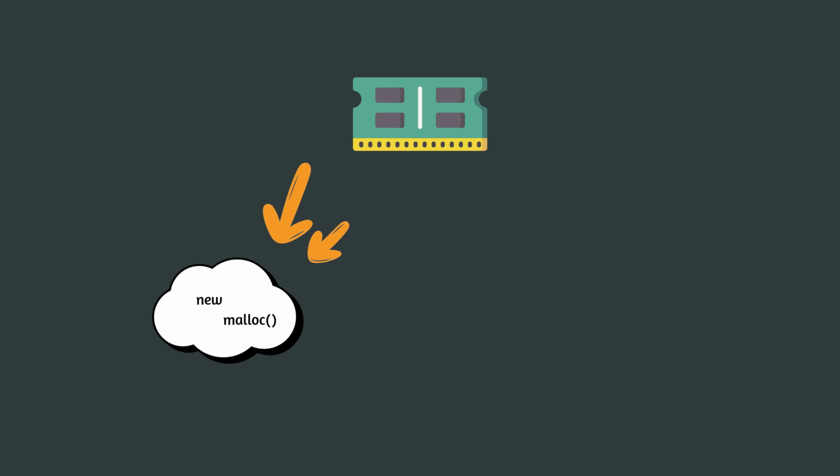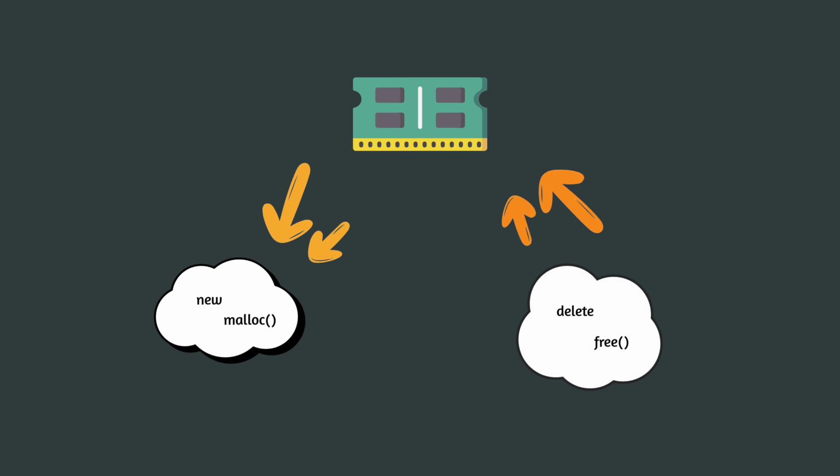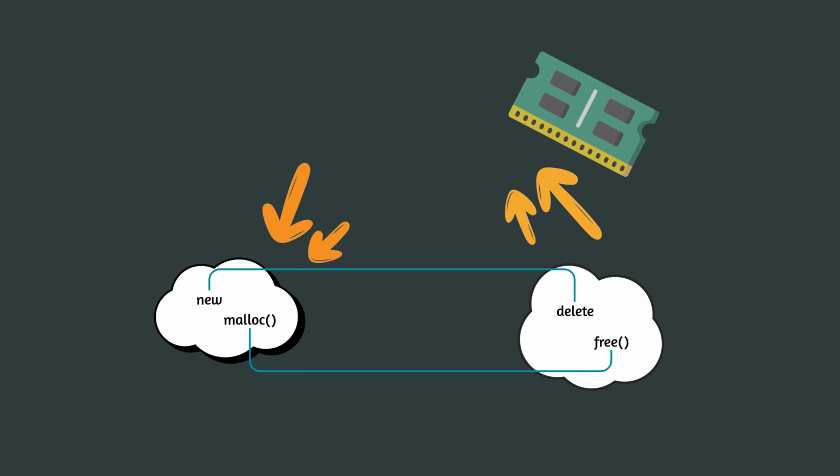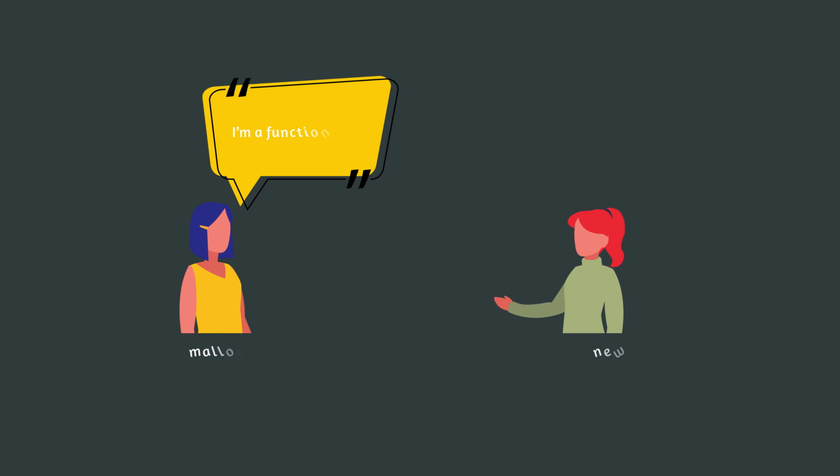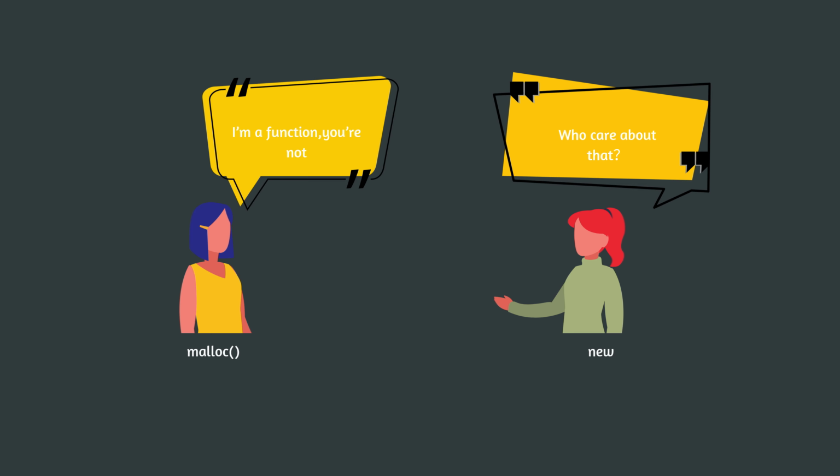When dynamically allocating memory, we commonly use new or malloc to request memory and delete or free to release it. As you've likely noticed, new pairs with delete and malloc pairs with free. So, what are the differences between these two pairs of functions? First, malloc and free are functions, while new and delete are operators.